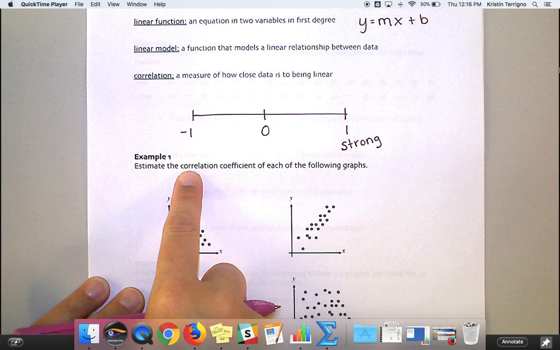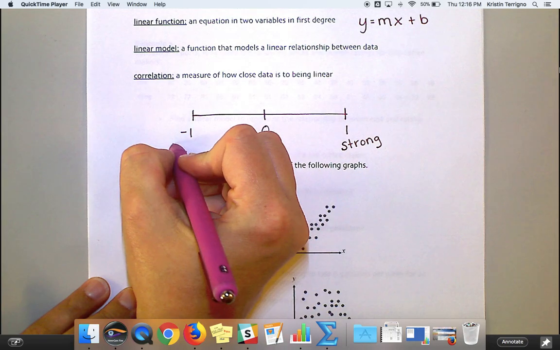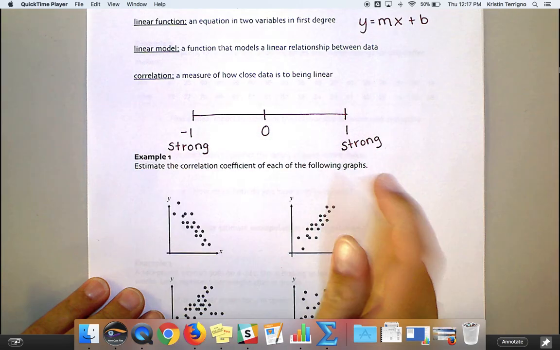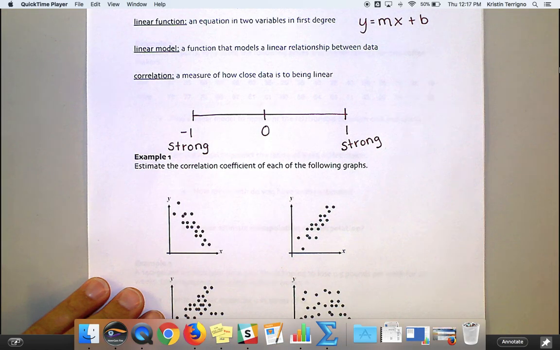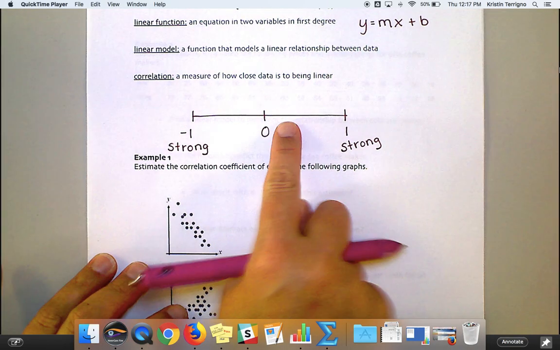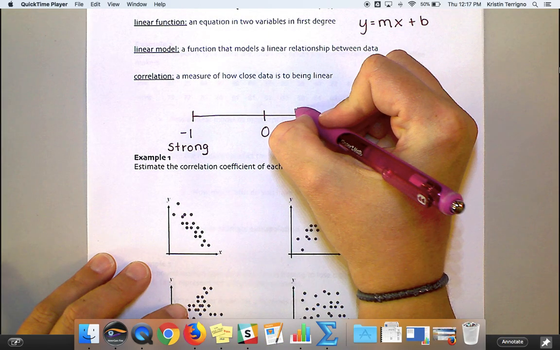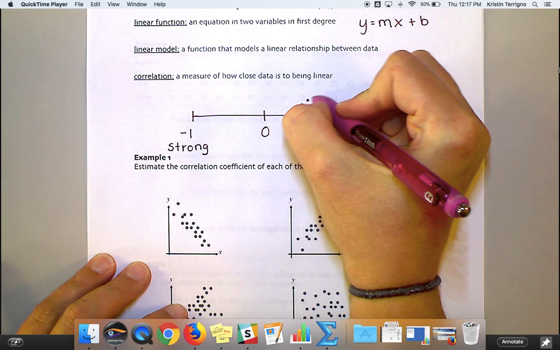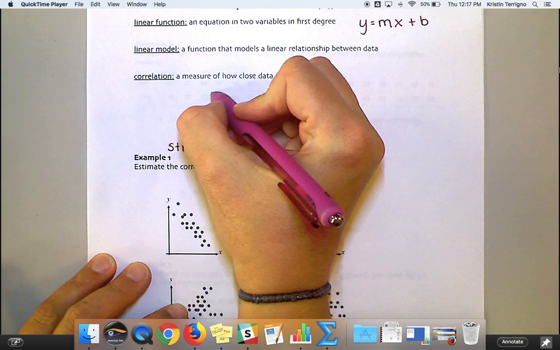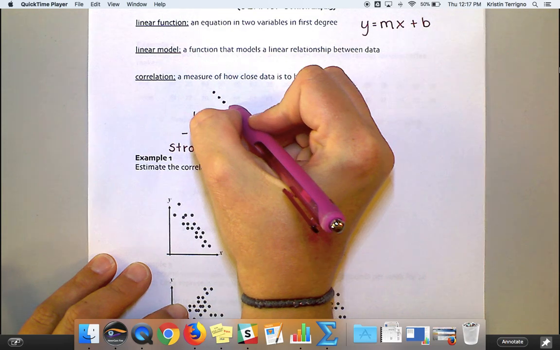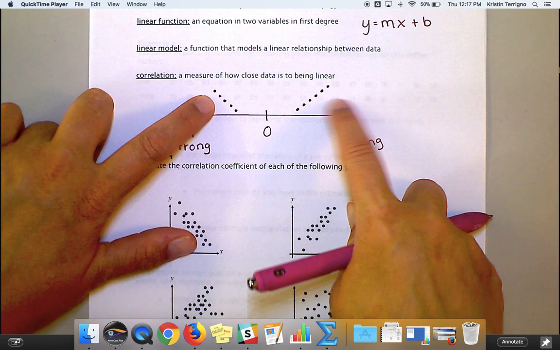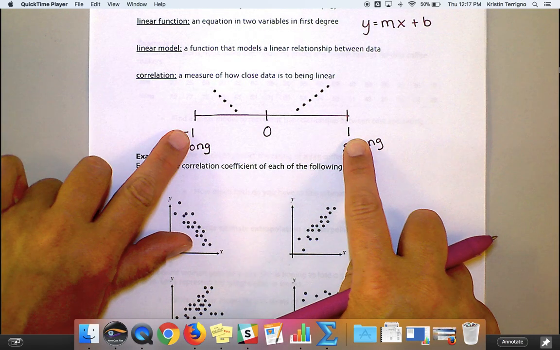However, -1 is also a perfectly strong correlation. Okay. So how can these both be strong? How can 1 and -1 have the same strength? Well, the only difference between positive correlation and negative correlation is the directions that the dots are heading. Okay, positive correlation has a positive slope, so it's heading upward. Negative correlation has a negative slope, so these points would be pointing downward. Okay, but if they're a perfect straight line like that, that would be a +1 or a -1.